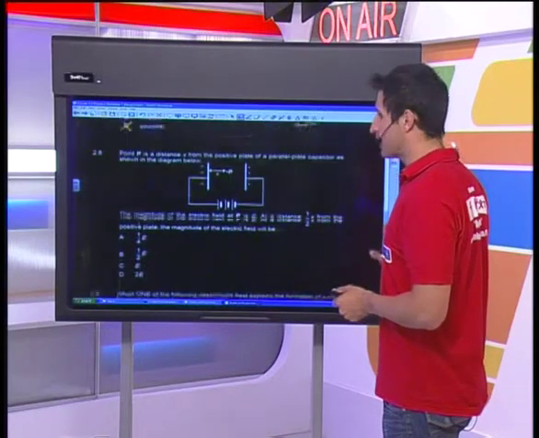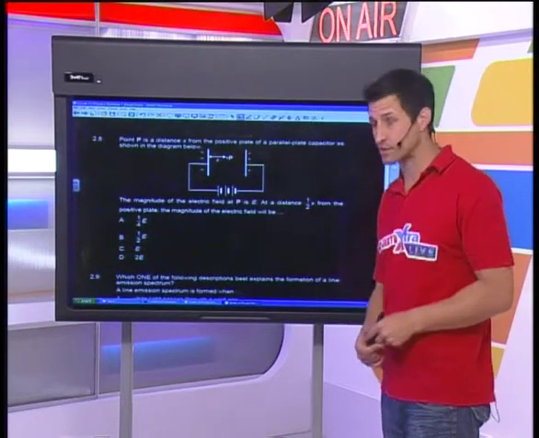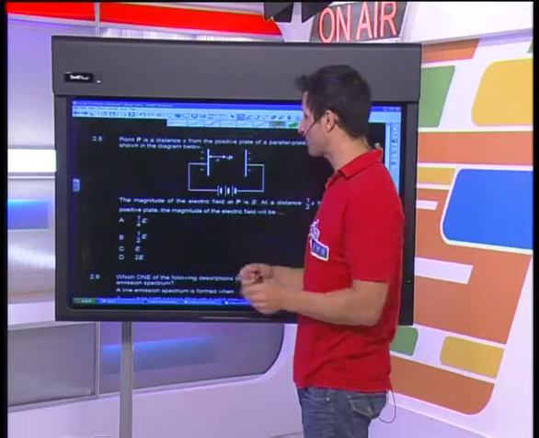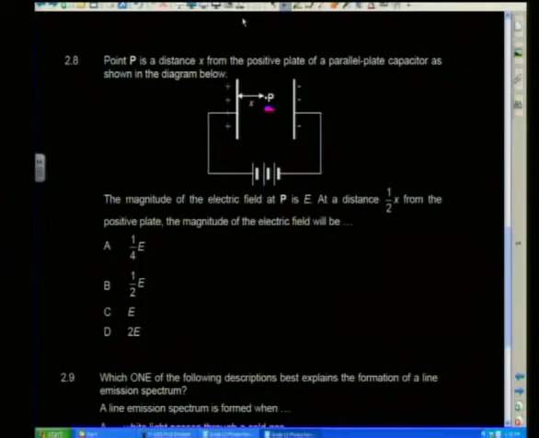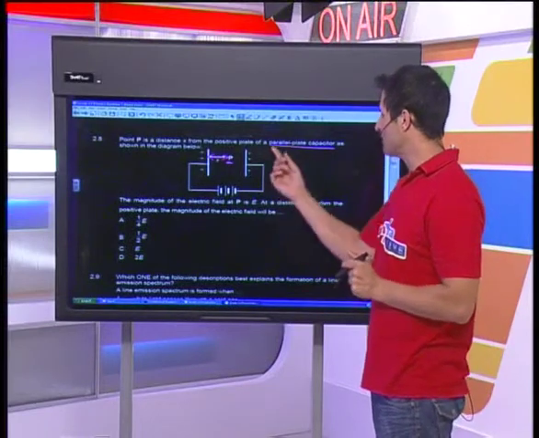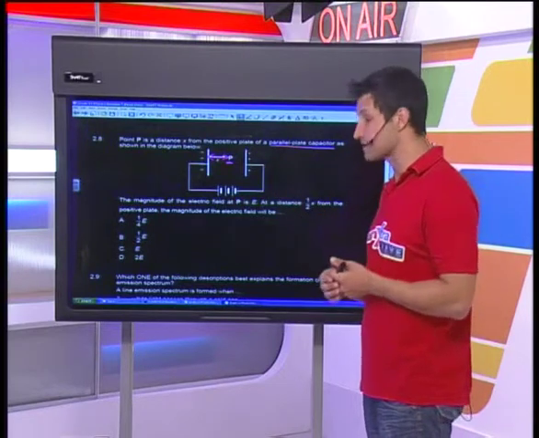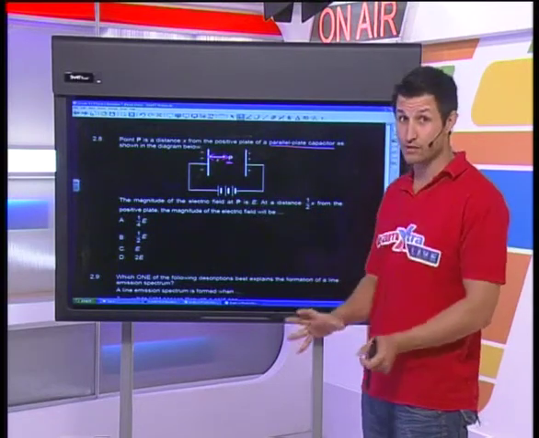Now 2.8 I particularly like because this is a trick question. Now it says point P. Let's identify point P. Point P is over here. It is a distance x. There we go. Distance x is drawn in for us. From the positive plate of a parallel plate capacitor. Whoa, there's a thing which I really like. Parallel plate capacitor shown in the diagram below. Well, if I remember correctly, a parallel plate capacitor has got something quite special about what goes on in between those 2 plates. But let's not get too far ahead of ourselves. Let's read the question first.